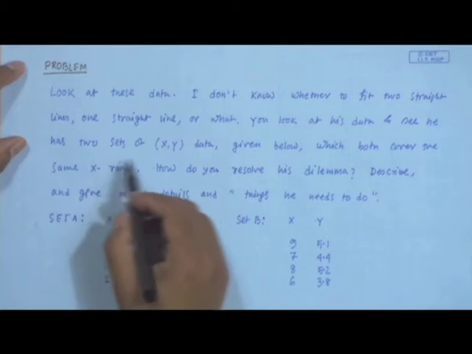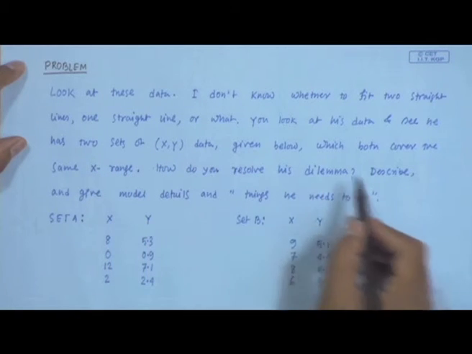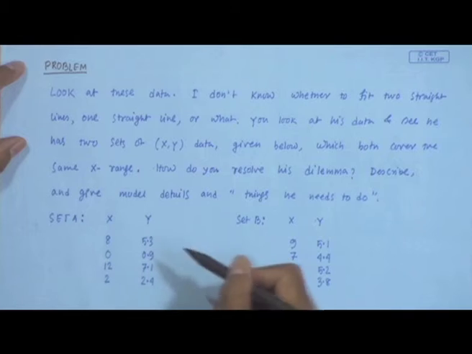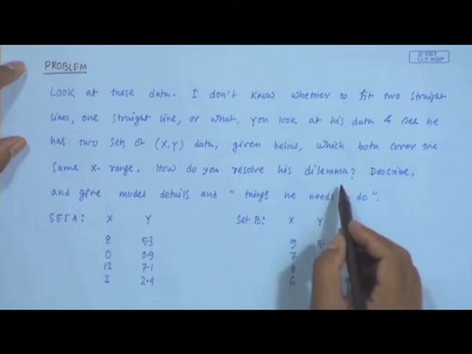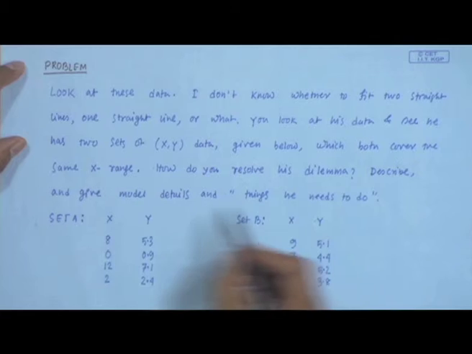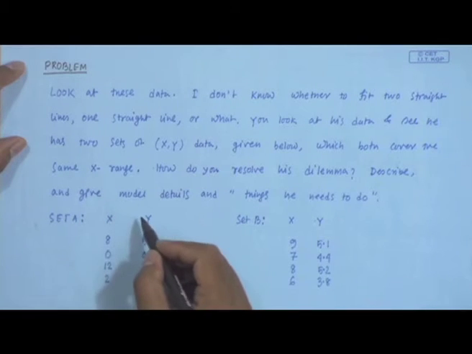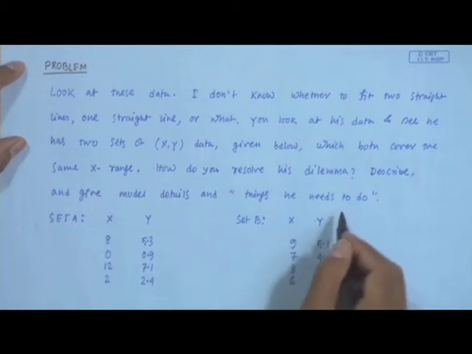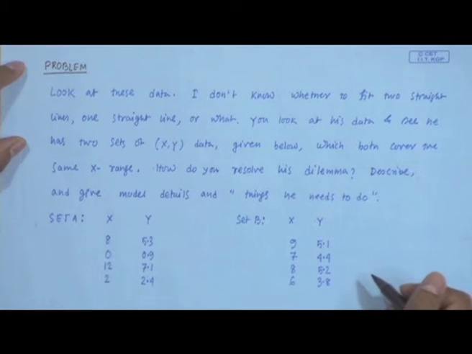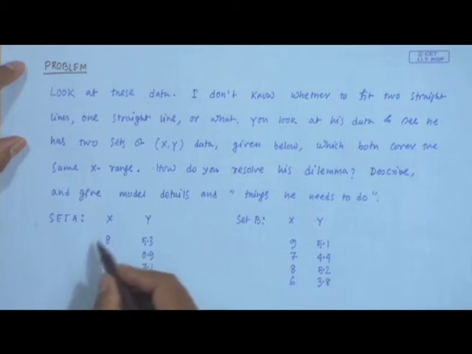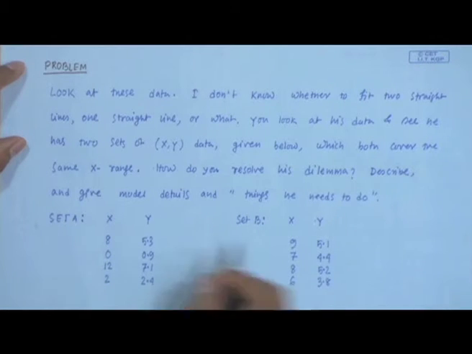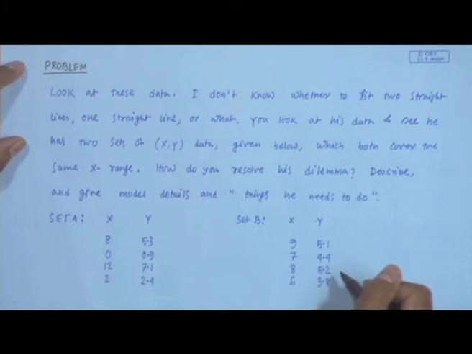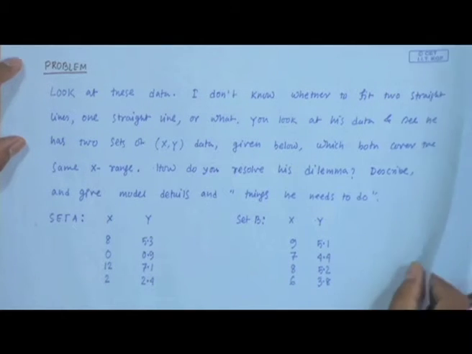So, he has two sets of xy data given below, which cover the same x range. How do you resolve this dilemma? Describe and give model details and things he needs to do. Okay. So, we have learned the use of dummy variables. We will be fitting a general model involving two dummy variables, including say z naught, for this problem.